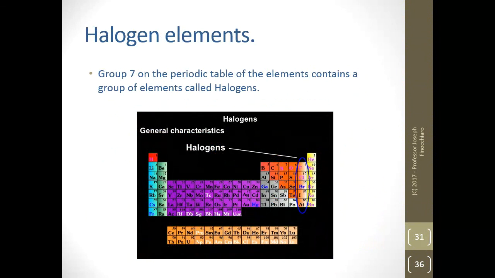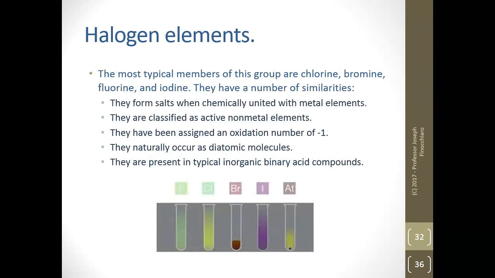Group 7, next special kid on the block. Group 7 are the halogens. Halogens. I've seen so many different ways of people pronouncing it, I've just given up trying to find out which one is right. The most typical members of this group are chlorine, bromine, fluorine, and iodine.